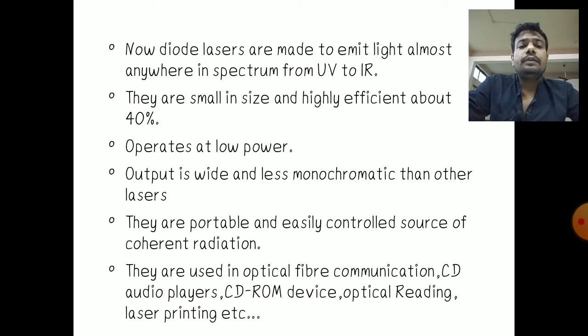Now the output is wide and less monochromatic than that of other lasers. Means if we compare the output of a semiconductor laser with the helium neon laser or other types of laser, we can say this is a demerit actually. The output is wide. Actually laser light is sharp, coherent, monochromatic and highly directional. So the output from the semiconductor laser is wide and less monochromatic than other lasers. So this is one of the properties.